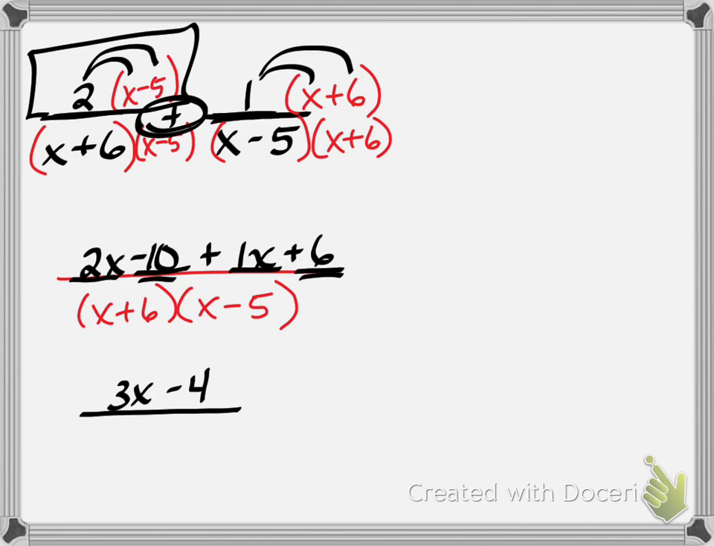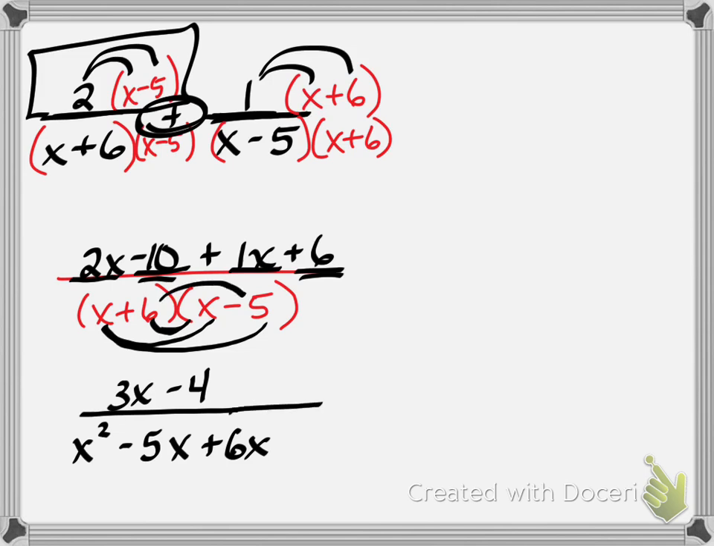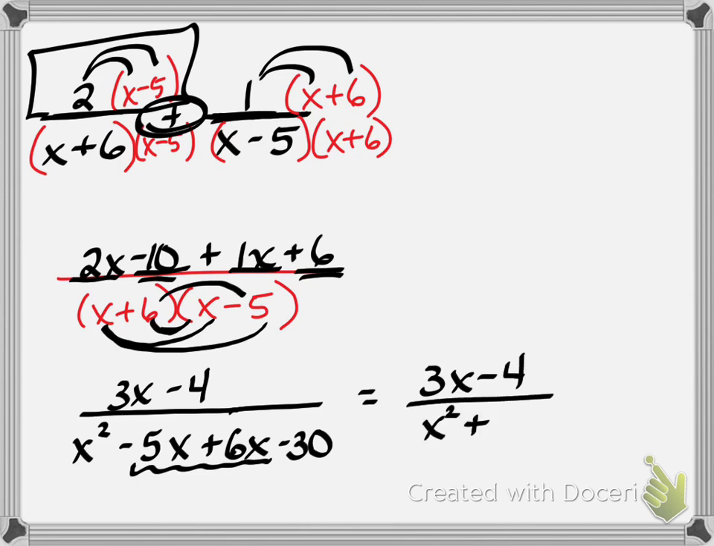And in the bottom, we're going to FOIL. So first times first. Outer. X times negative 5 is negative 5x. Inner is plus 6x. And last is negative 30. Let's see. These are going to combine here on the bottom. So we're going to get 3x minus 4 in the top. X squared plus 1x or plus x minus 30.